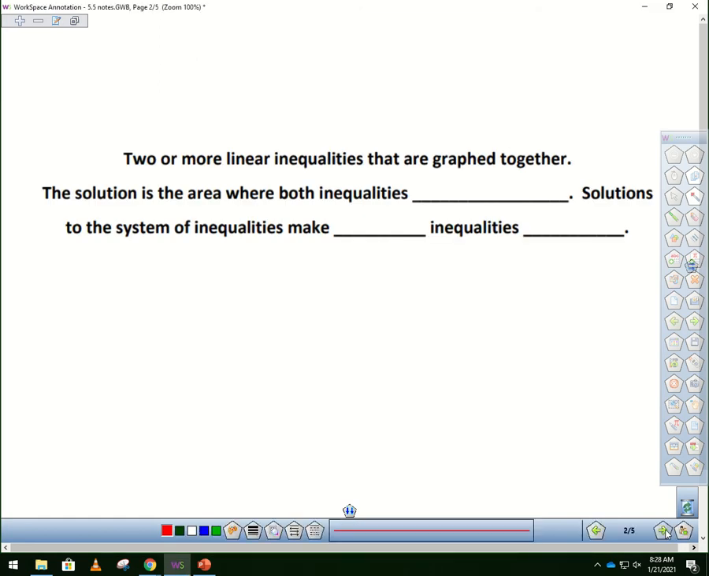So 2 or more linear inequalities that are graphed together are known as a system of inequalities. The solution is the area in which both inequalities overlap.